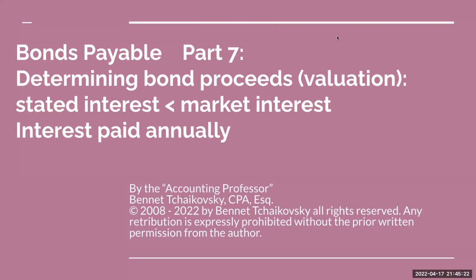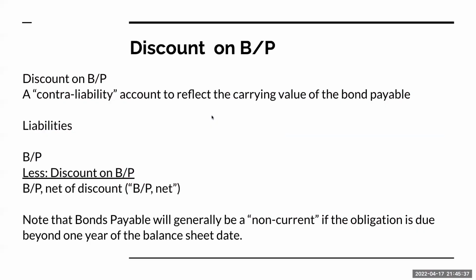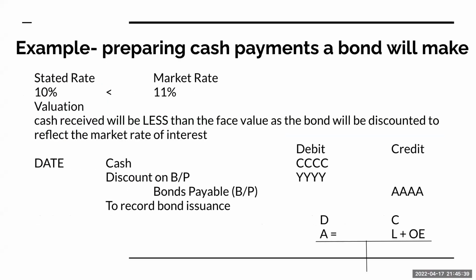We're going to determine bond proceeds when the stated rate of interest is less than the market rate of interest and interest is being paid annually. As you saw from one of my other videos, if we have a discount, meaning my stated rate is less than the market rate, I'm not going to get the full amount of cash, because my bond is going to have to be discounted so that the investors earn the market rate of interest.